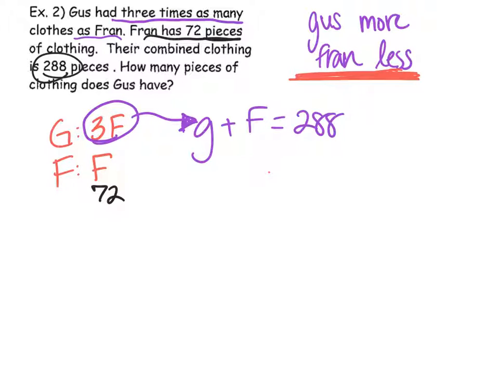So instead of G, I'm going to write down, I'll do it in red. That's Gus. I only want one variable. I don't want a G and an F together. Plus sign goes in the middle. What's Fran? We actually know her number.